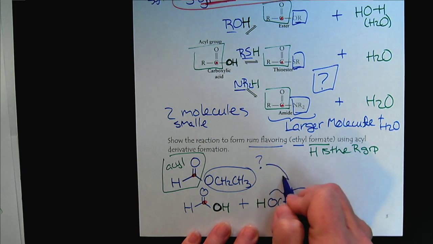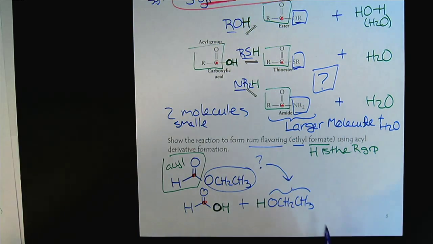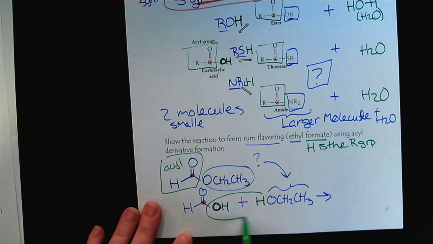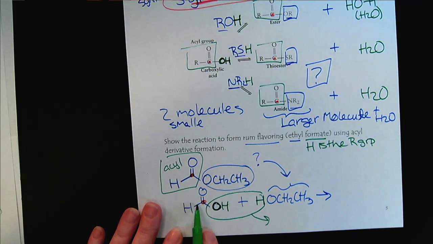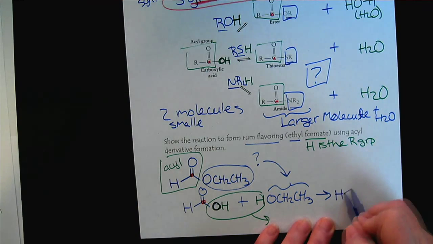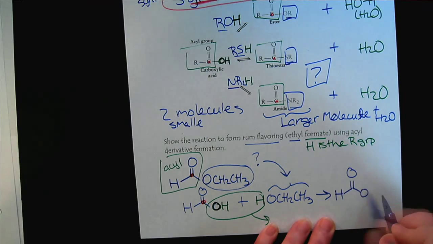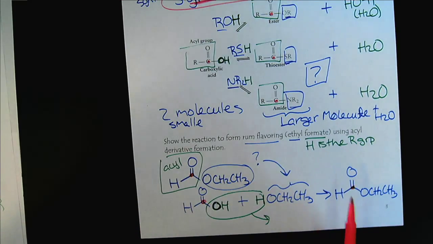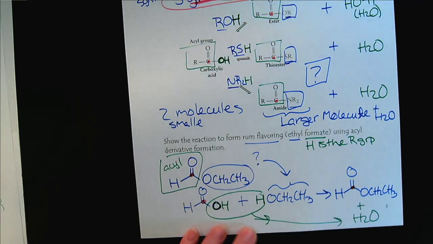There's our question mark. So if we bring these two compounds together, they will form water, and we will link together the formate with the ethanol. So our final product would be the rum flavoring right here, O, CH2, CH3. So there is our carbonyl with our acyl group, and of course, at the same time, we're producing water.